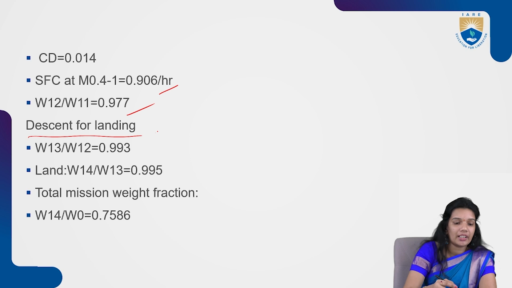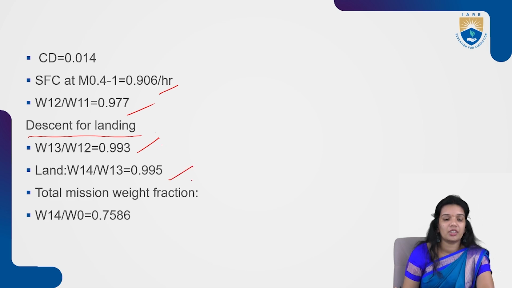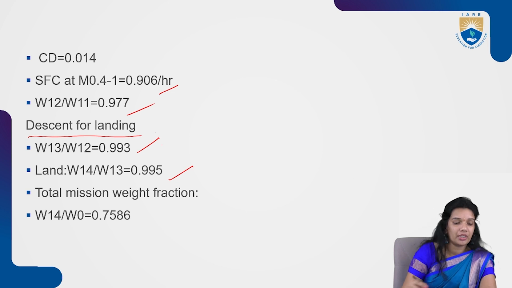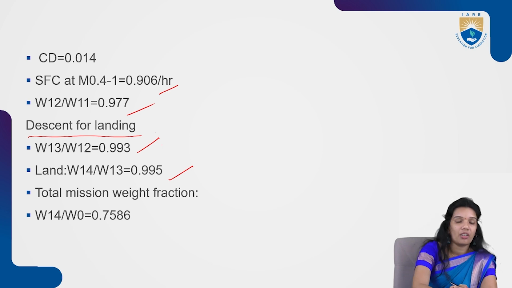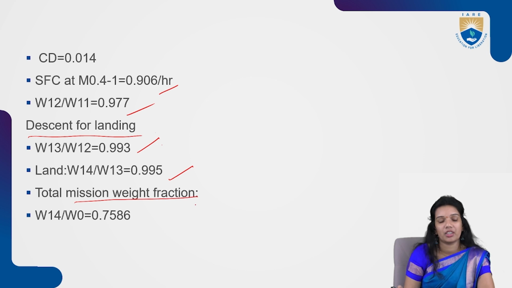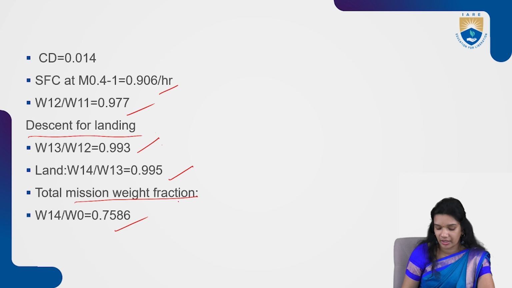So descent and landing are again given known factors, known values. So 13 by 12 is a descent. It is going to be 0.993. Then the landing segment is going to be 14 to 13, which is 0.995, right? So now we have completed all 14 segment fraction calculations. Then finally, if you multiply all of them, it is going to give the total mission weight fraction. Multiplication of all the segments is going to be 0.7586, right? So that is the first step.